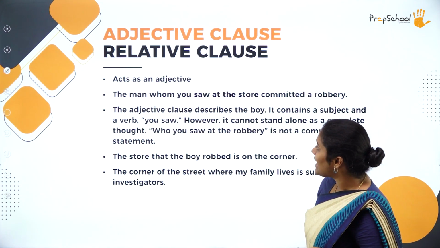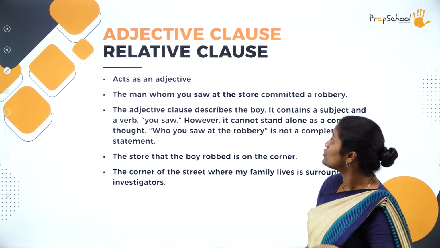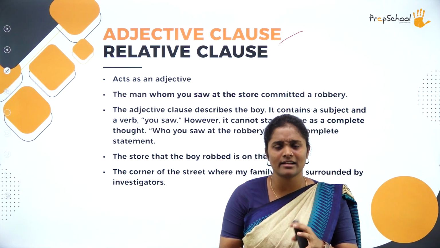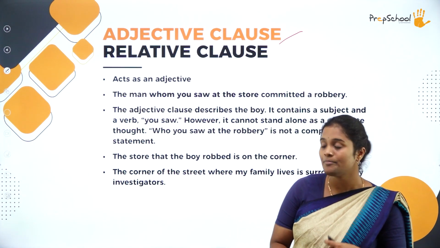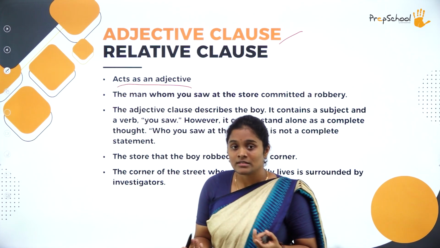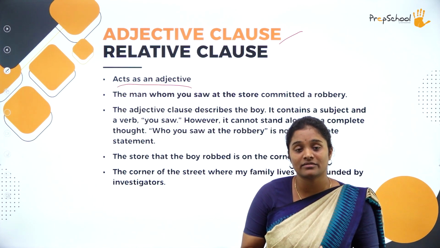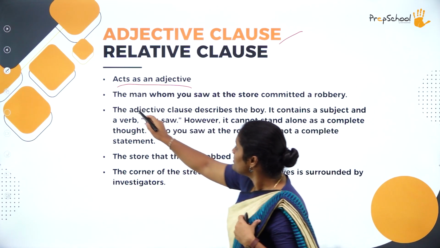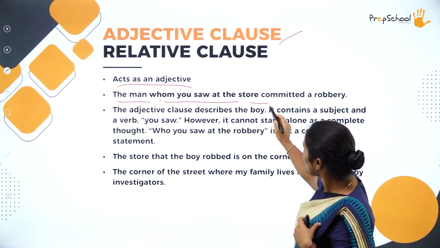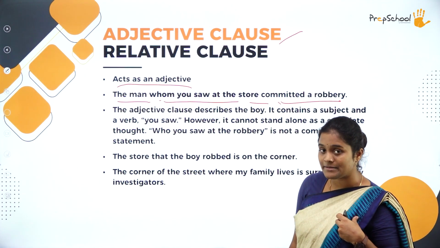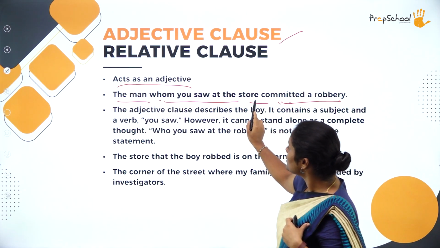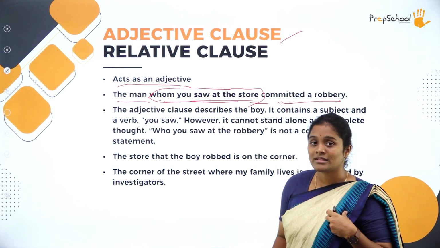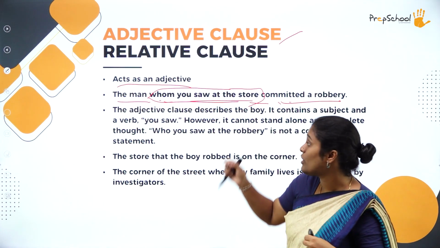Okay? Followed by that, let's move on to the second type, which is the adjective clause, also called the relative clause. I'm sure you had relative clauses or relative pronouns when you were in 10th grade. But this one is self-explanatory: it acts as an adjective, taking the place of an adjective that is describing the noun. The man whom you saw at the store committed a robbery. Okay, so who are we describing over here? The man whom you saw yesterday at the store. That is an example of an adjective clause.